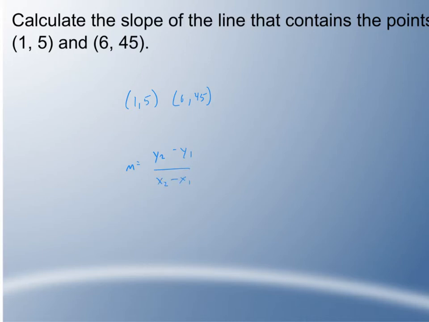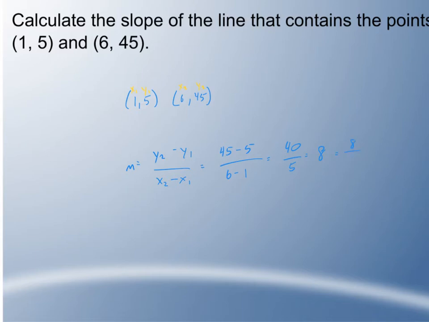One thing that will help you in substituting into the formula correctly is I like to just go x, y above my points. Some people also like to put the subscripts on, so there's a couple of 1s, a couple of 2s. That's really going to make it pretty simple to plug into the formula. I start with my y2. y2 is 45 minus y1 is 5 over x2 is 6 minus x1 is 1. Do my subtraction. 40 over 5 is 8.